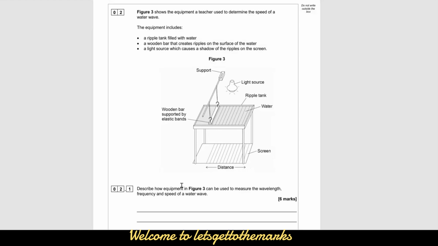2.1, describe how equipment in figure three can be used to measure the wavelength, the frequency, and speed of a water wave. 6 marks. So the way this question is structured is you're going to get a couple of marks for describing how you'd use this equipment to work out the wavelength, a couple of marks for describing how to use this equipment to work out the frequency, and then how would you alter your experiment to work out the speed of a wave.